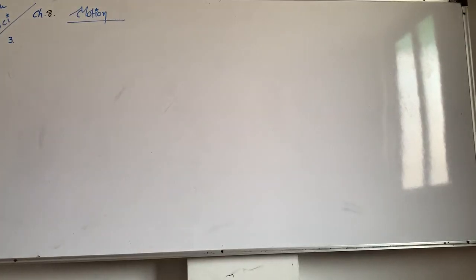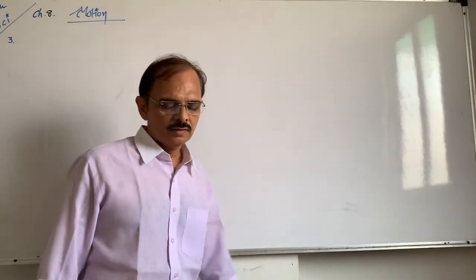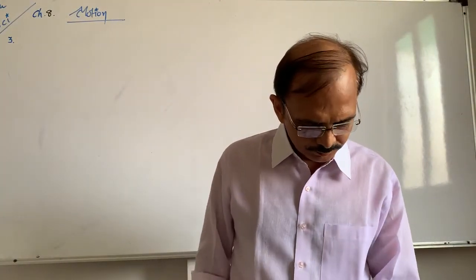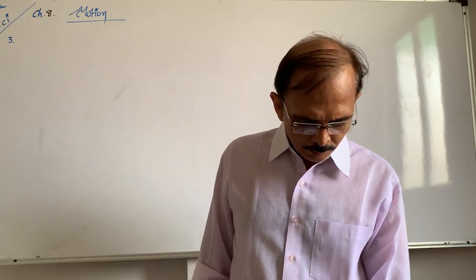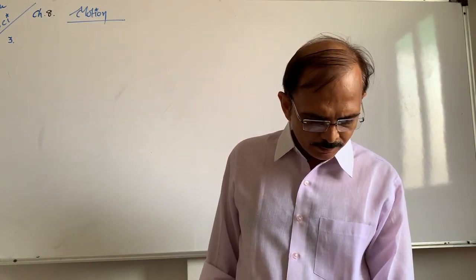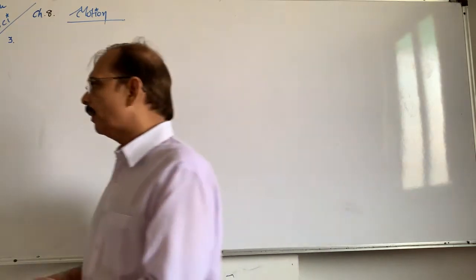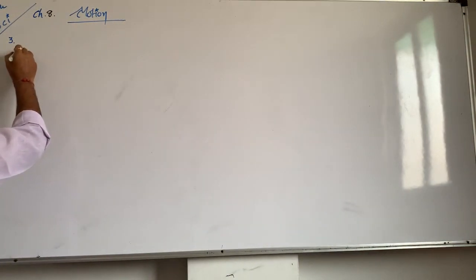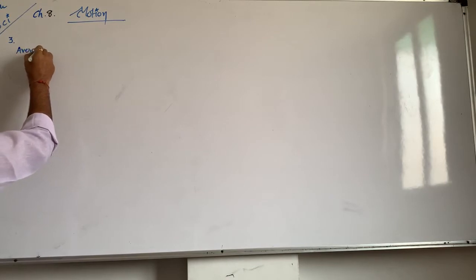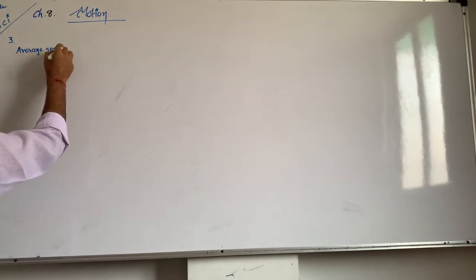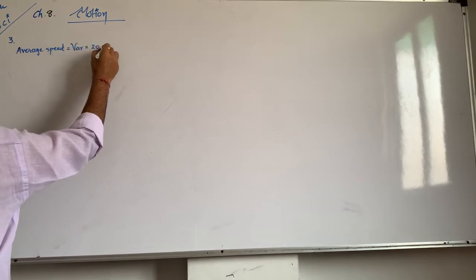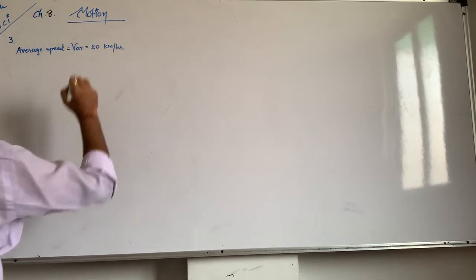So number 3, see in your textbook. Abdul, while driving to school, computes the average speed for his trip to be 20 km per hour. Average speed V average equals 20 km per hour, given.